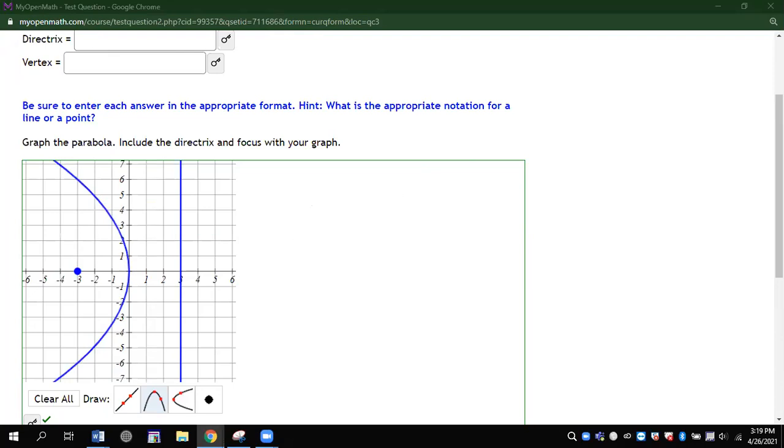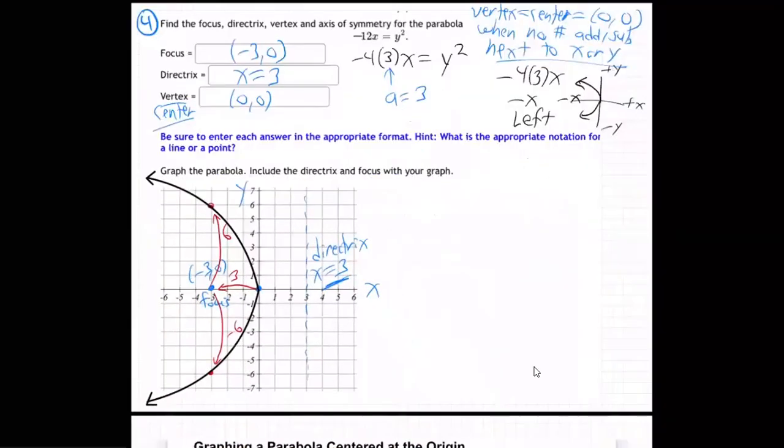So switching back to the iPad. So there we go. We got the same graph there as we had on that screen.